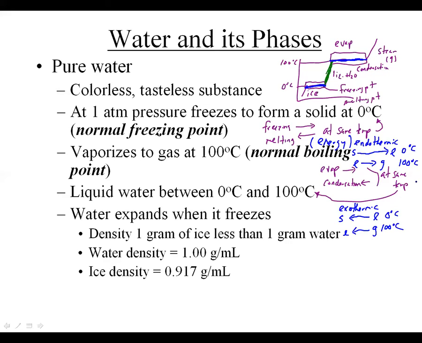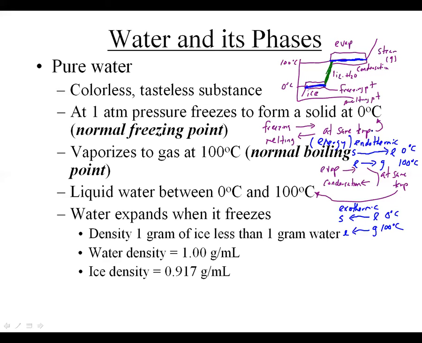Now, when we talk about water, water is a polar solvent, and it's polar because basically overall it has unequal sharing of electrons, and there's a positive side to water, which is the hydrogen side, and there's a negative side to water, which is the oxygen side. And water has some unusual properties. One very common unusual property is its density.